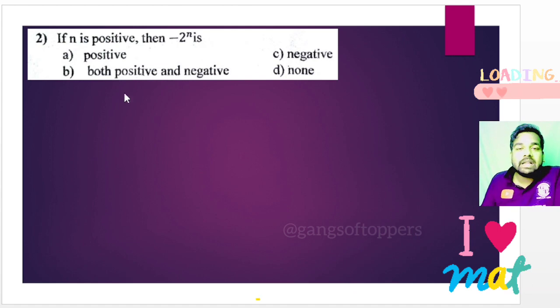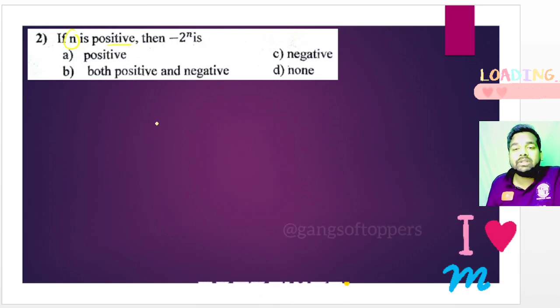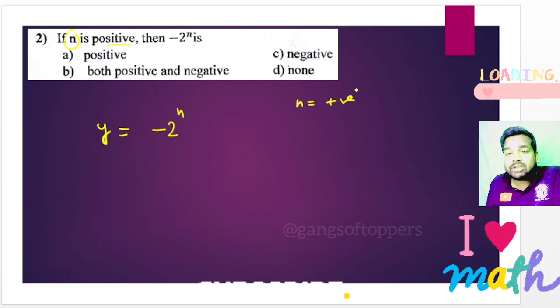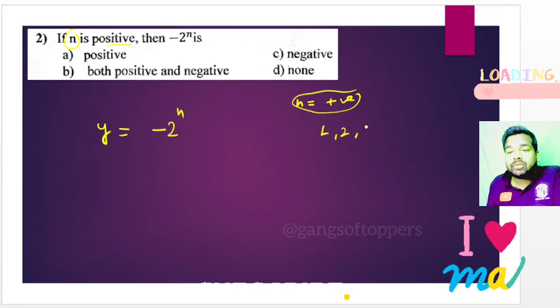Now our second concept is very important. The question is asking that if n is positive, then what is going to affect the value of this? Suppose it is asking about minus 2 whole power n. Suppose we are talking about the value of y, where y is equal to minus 2 whole power n. Now if n is positive, we will get values from 1, 2, 3, 4, that is, natural numbers.